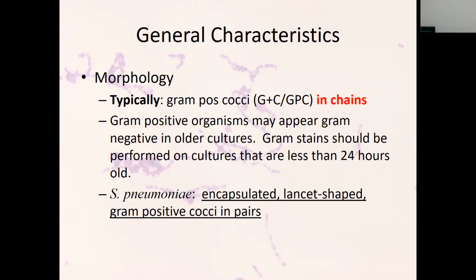They're encapsulated gram-positive cocci in pairs. So that's your first big hint as to what we'll be looking at in the gram stain with strep pneumo. I shorten it to strep pneumo so I don't have to worry about saying strep pneumoniae or pneumonia.